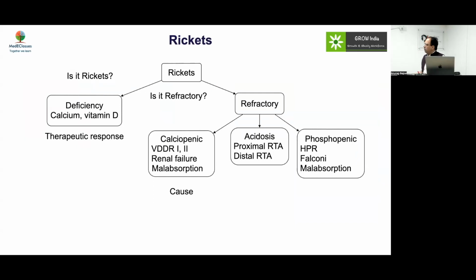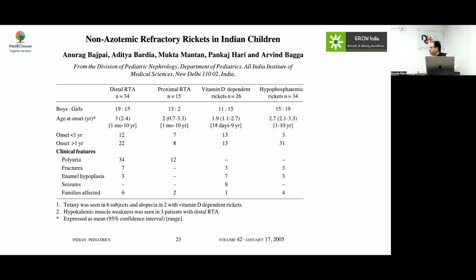So we've now known that this child had a refractory rickets. A good dose of vitamin D and calcium was given, but still he is not responding. So what's the cause? From here, we will need to understand what the causes are. This is from my publication a long time ago. What we see, the four major causes were distal RTA, proximal RTA, VDDR, and hypophosphatemic rickets. And we'll be presenting all four of them in the discussion today.